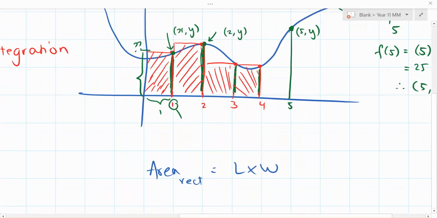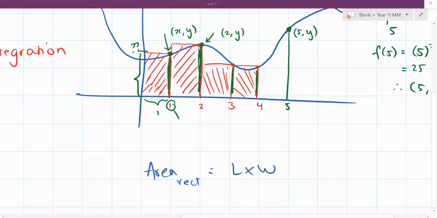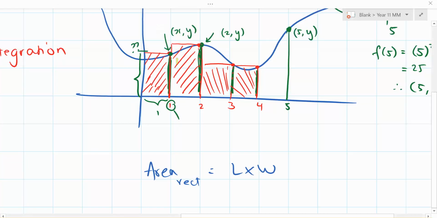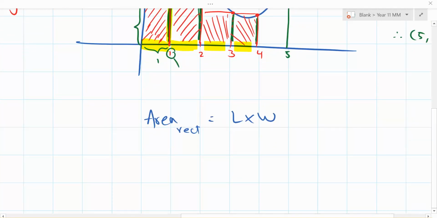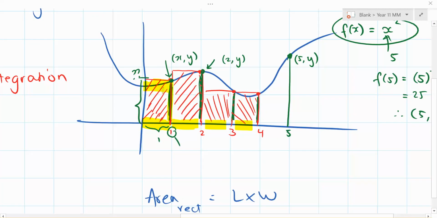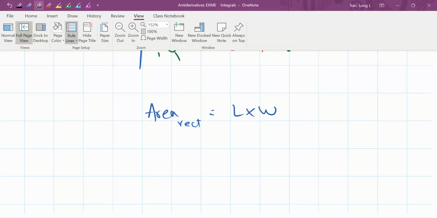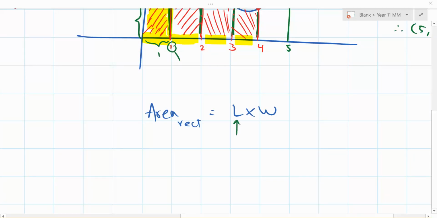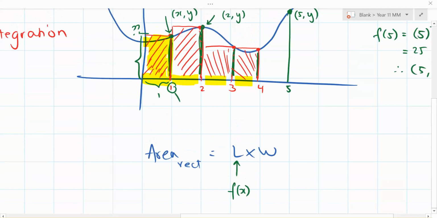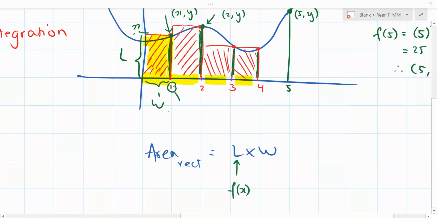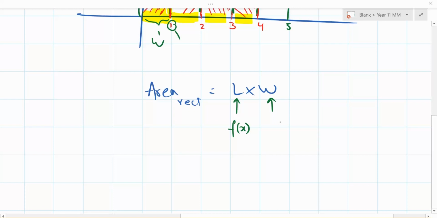But anyways, to cut things short, we said that the height is the y value at x, and x is the width here. So there's a width of 1, width of 1, width of 1. If we were to find the area of each of these rectangles, you would say length times width. So they said, let's call the length, the height, f of x. So this is L, and the width is the bottom part, which we know is 1.